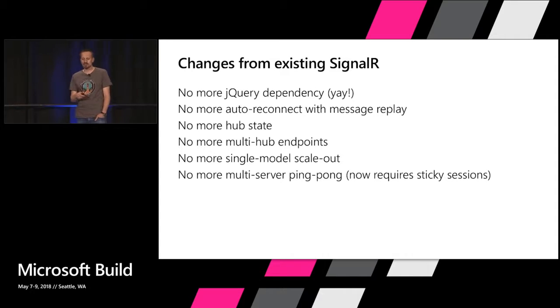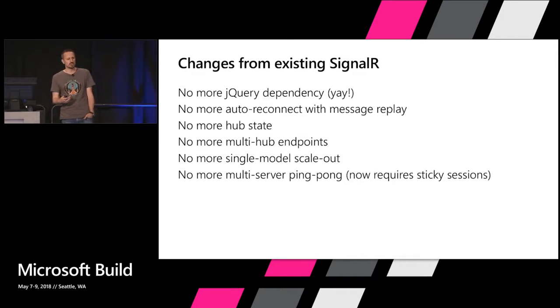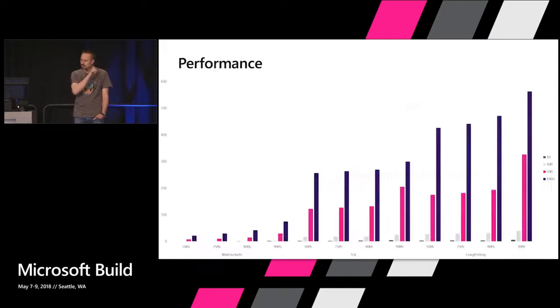As I said, no more single model scale out. We have an easy ability to do custom scale out patterns now. And then lastly, we don't support that server ping pong scenario from before. We now require you to have sticky sessions when you're scaling out. This is more typical of real-time frameworks. And again, it just makes things a lot easier and a lot less complexity has to be built into the SignalR framework in the back end, which means fewer bugs, hopefully more performance, more efficiency, all those types of things. So we don't have that anymore.